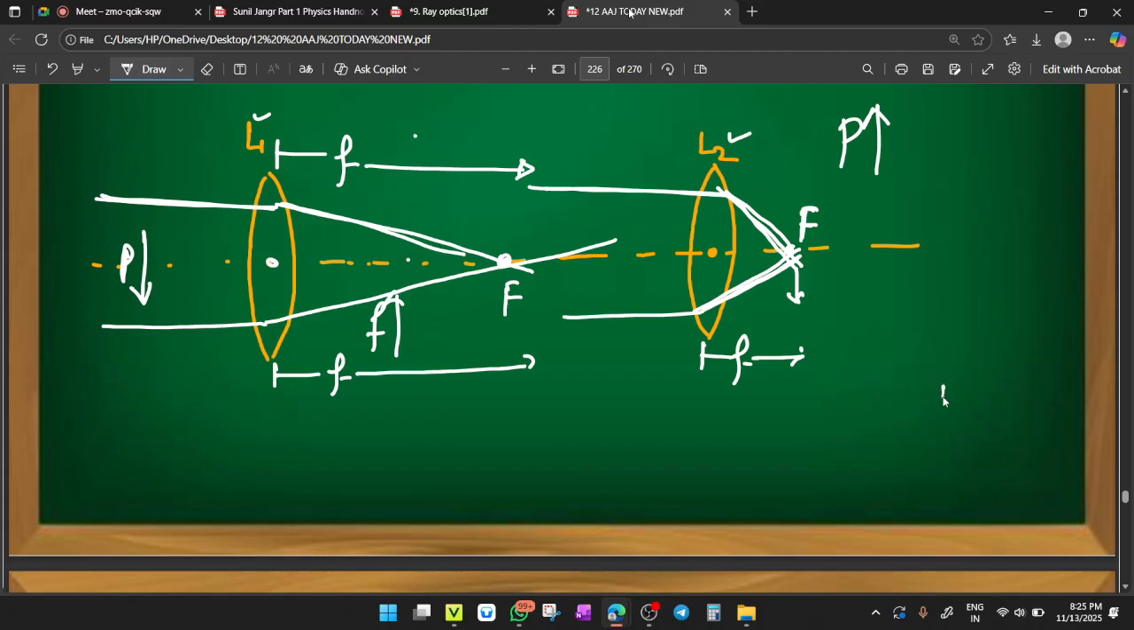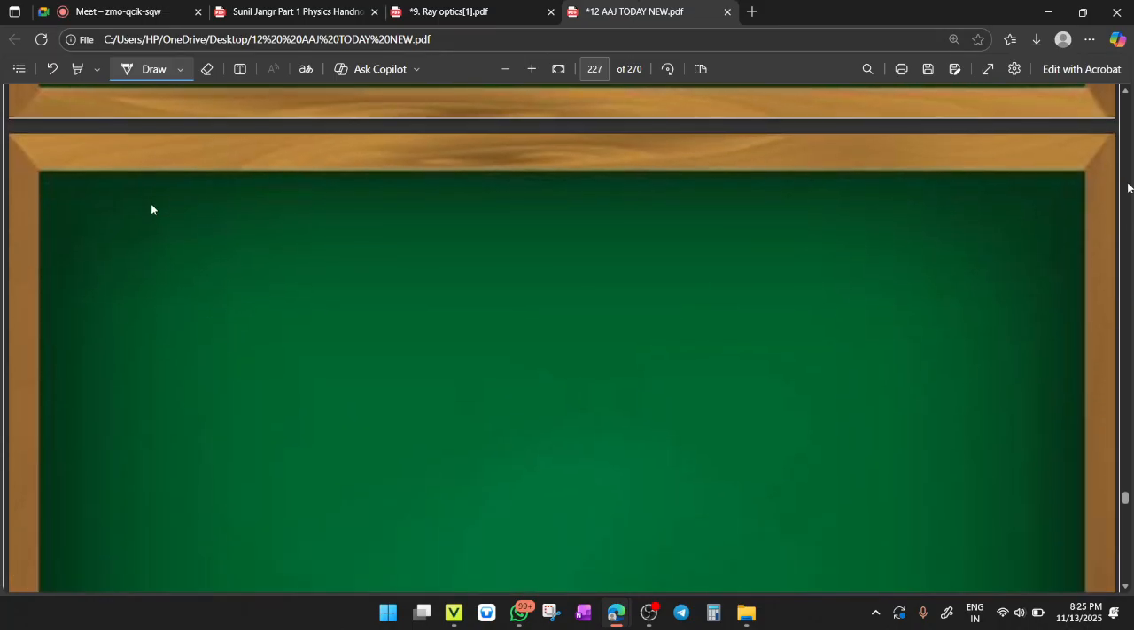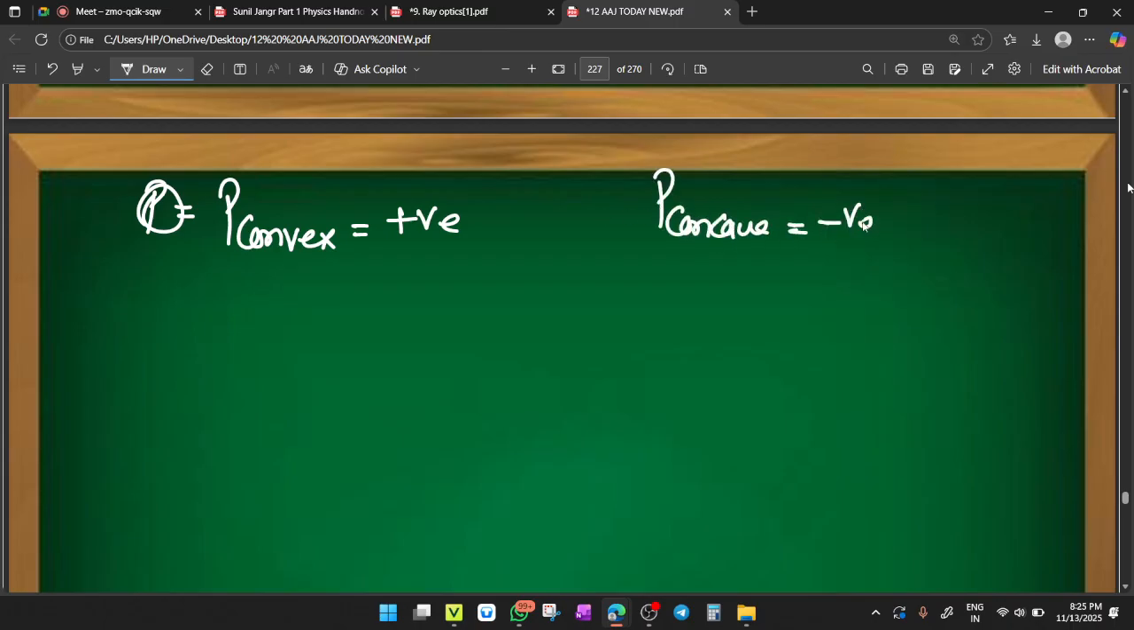For the convex lens, focal length is positive, so for convex lens, power is also positive. And for a concave lens, focal length is negative, so power is also negative. Clear or not clear? P for convex is positive, and P for concave will be negative. Convex lens power will be positive and concave lens power will be negative.